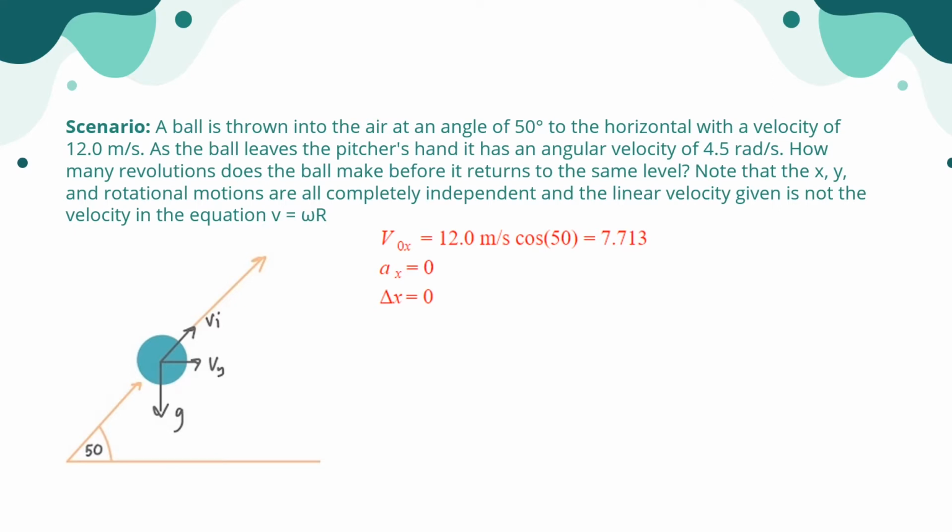We get about 7.713. There is no horizontal gravitational force, so the delta x will be equal to 0. Then for the vertical velocity, we get 12 meters per second times the sine of 50, so we get about 9.193. There is a gravitational force of 9.81 meters per second squared, but delta y will remain 0.